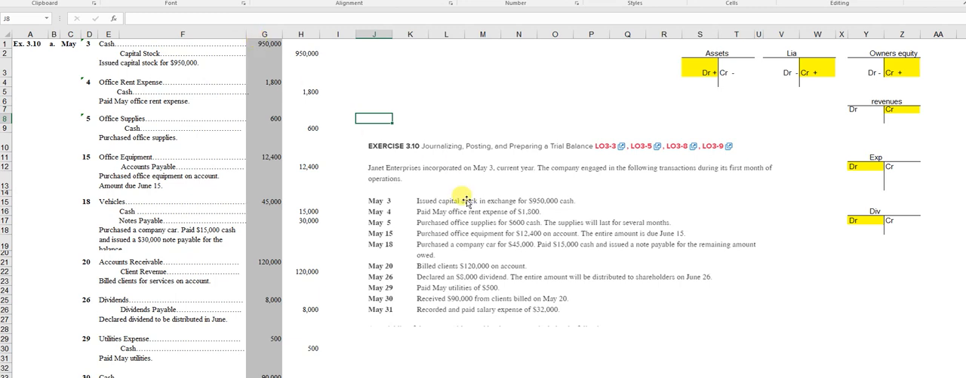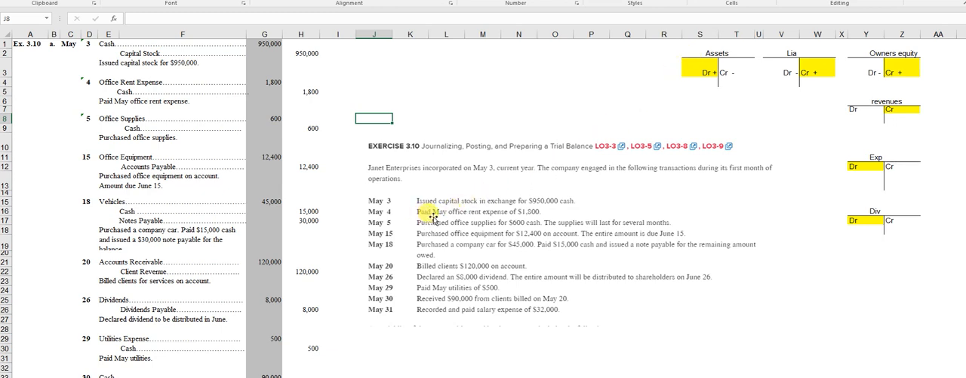How did I get cash? I got it for capital stock. Capital stock is an owner's equity account, and it's going up. So now my owner has $950,000 holdings in the business, and the business has cash. In other words, it's sort of like an indirect ownership. I own the business, and the business owns the cash.